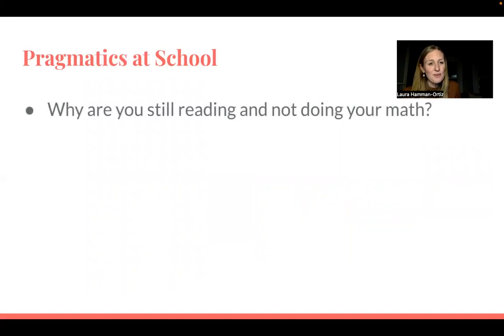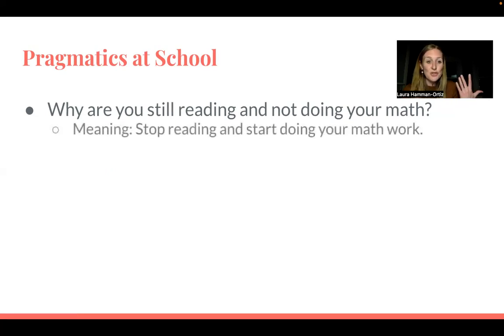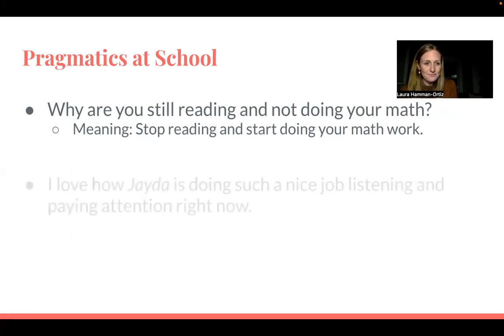Pragmatics at school is also important, as noted in the chapter, because sometimes what is said is not exactly what is meant, and second language learners or multilingual learners can sometimes miss the meaning that is actually being conveyed. The example that Wainwright gives in his chapter is the teacher turning to the multilingual learner and saying, "Why are you still reading and not doing your math?" And the student responds, "I wasn't done with my reading yet." Taking this as a very literal question, whereas the teacher meant, "Stop reading and start doing your math work." She didn't say that, but that's what the question is getting at.